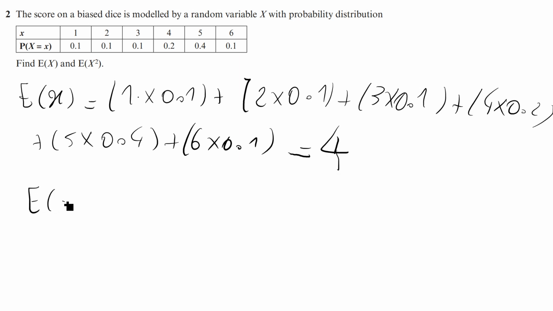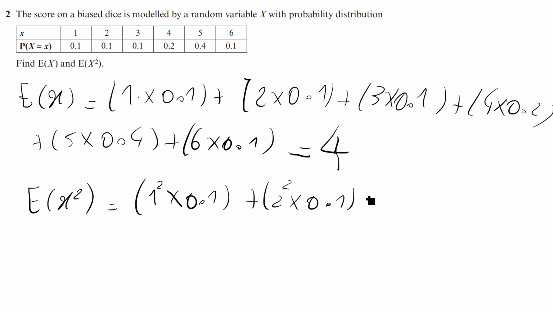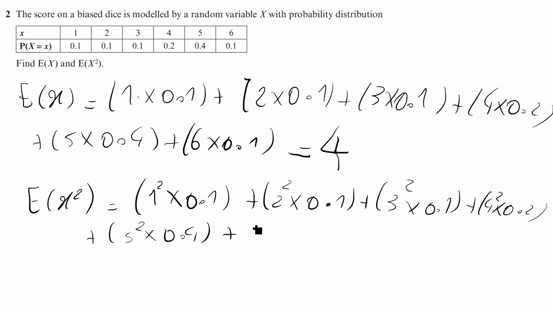Now the value of E of x squared, again, 1 squared times 0.1 plus 2 squared times 0.1 plus 3 squared times 0.1 plus 4 squared times 0.2 plus 5 squared times 0.4 plus 6 squared times 0.1, and this equals 18.2. Okay, nice and easy. And next question.